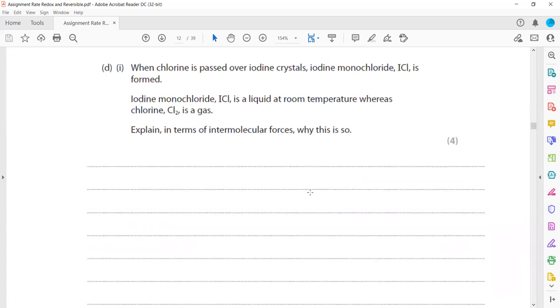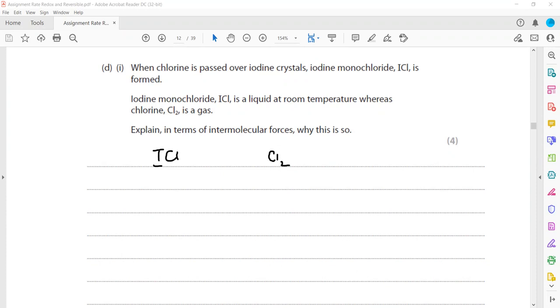When chlorine is passed over iodine crystals, iodine monochloride is formed. Iodine monochloride is a liquid at room temperature whereas chlorine is a gas. Explain in terms of intermolecular forces why this is so. So this is related to intermolecular forces. Both are simple molecular structures. ICl is also simple molecular, as you can see, there will be a sharing of electrons. And Cl2 is also simple molecular.